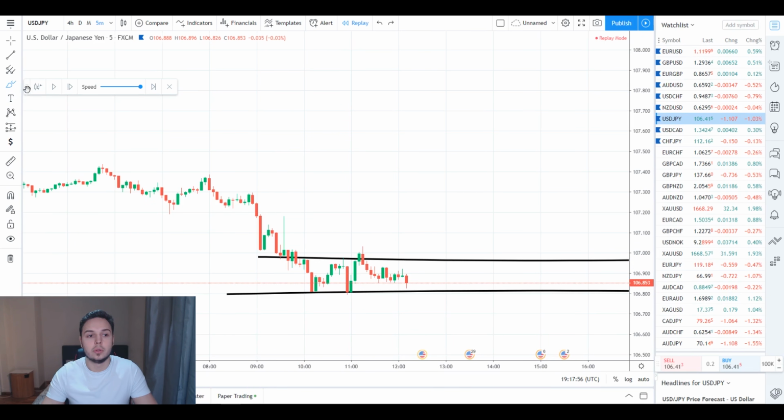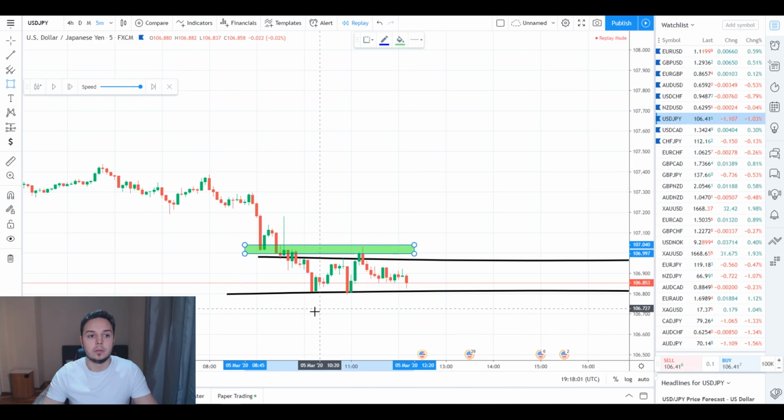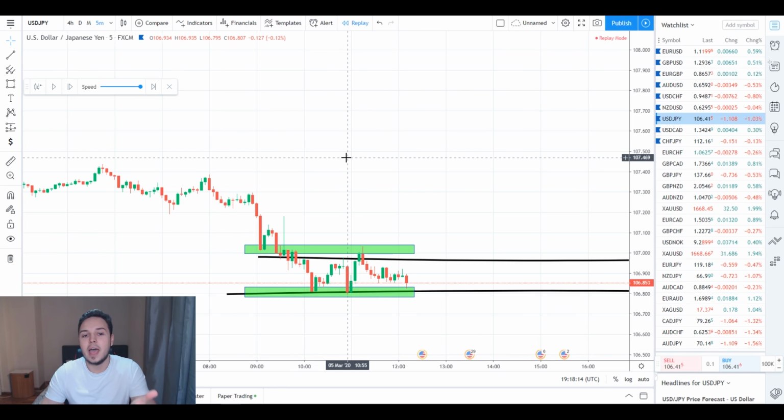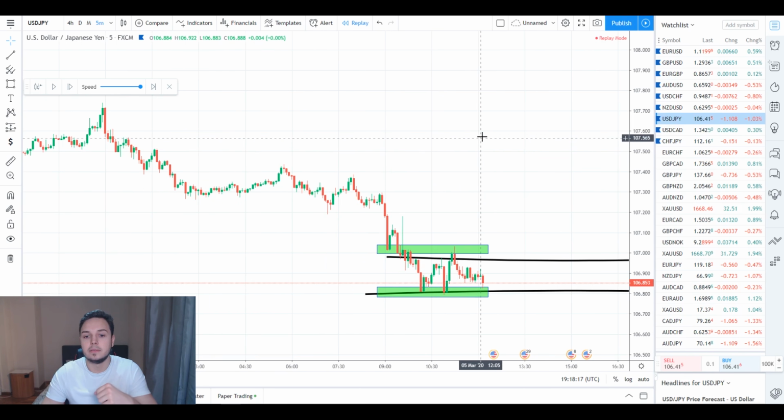If we had to just draw the lines properly, I would use the rectangle tool. There we go. First rectangle, second rectangle, there we go. So we have now established our areas of sensitivity, resistance and support. So what does that actually mean for us on the 5-minute time frame?